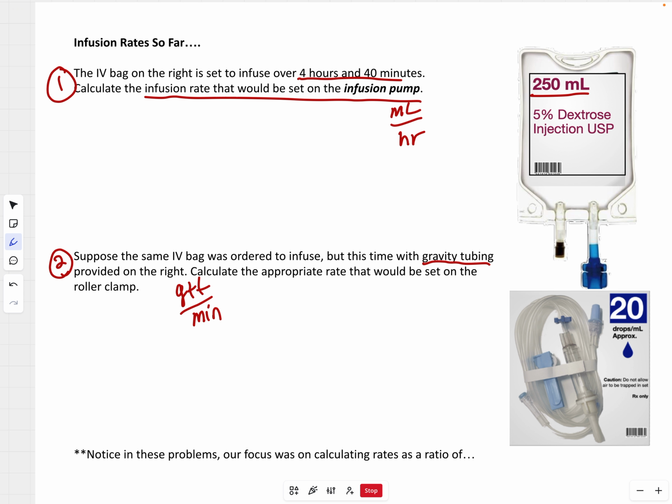For both of these problems, we can approach it by considering the volume over the time. An infusion rate is a volume over time. And in this first problem, the total volume that needs to be given is 250 milliliters. The time is 4 hours and 40 minutes. We need to write this as 1 unit. Now, we could write this as total hours or total minutes, and I would encourage you to write this as total minutes because then we don't have to worry about rounding and perhaps rounding incorrectly.